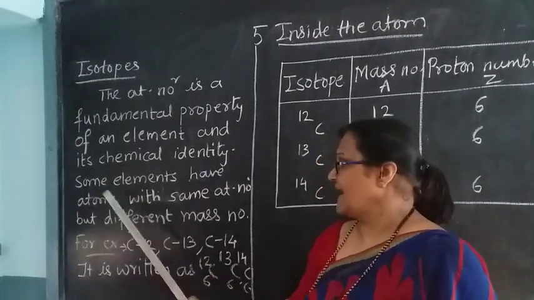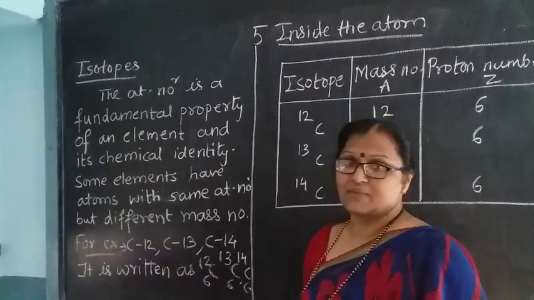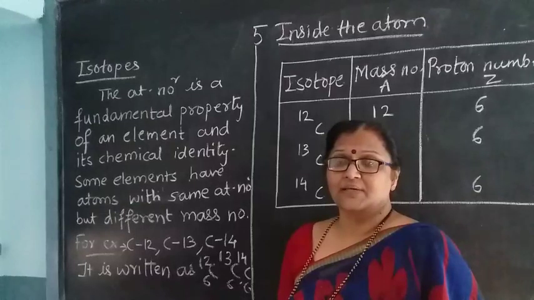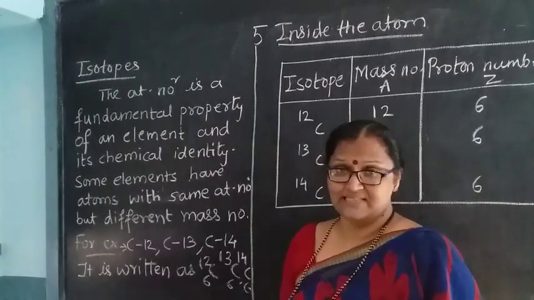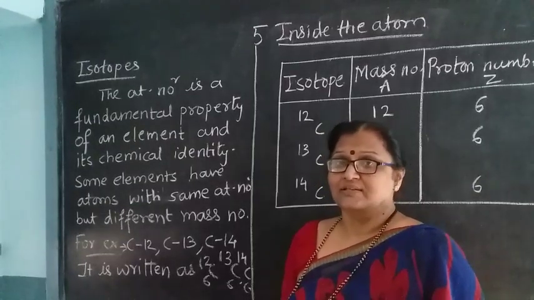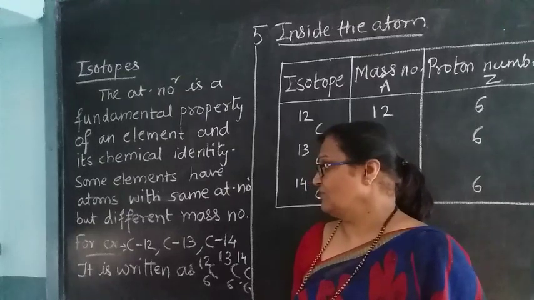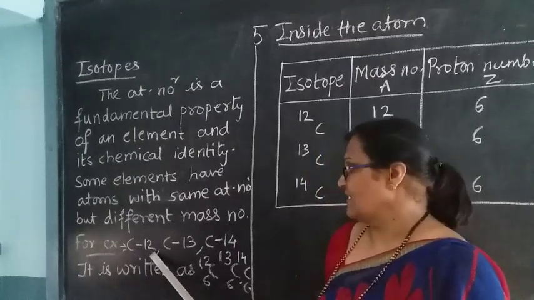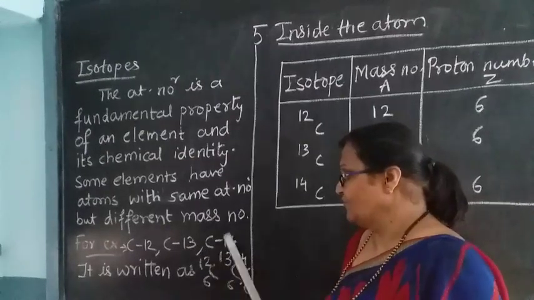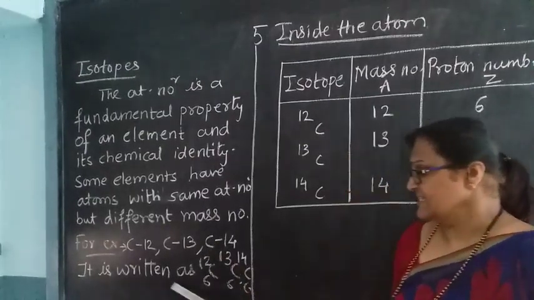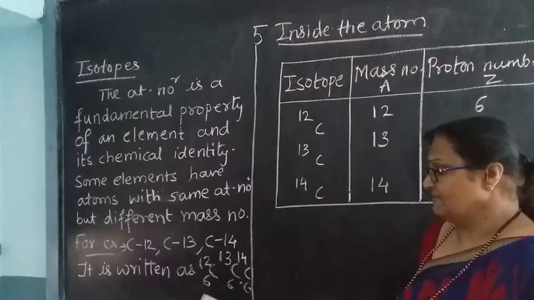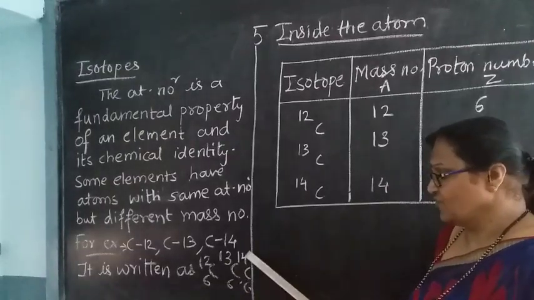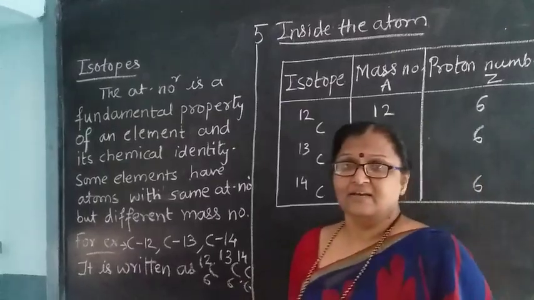Some elements have atoms with the same atomic number. There are some elements which have the same atomic number but different mass numbers. These are nothing but the isotopes of each other. Examples: C12, C13, C14, which are written as 12C6, or you can say 13C6, 14C6. This way they are written.